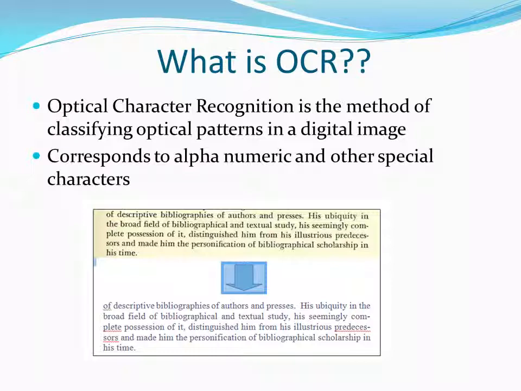What is OCR? OCR stands for Optical Character Recognition, and it is a method of classifying optical patterns in a digital image. The optical characters correspond to alphanumeric and other special characters. Below is an example of how an OCR text conversion is done. So there is an image that has the characters scanned, and when that image is fed into an OCR system, a text file in ASCII format is presented.